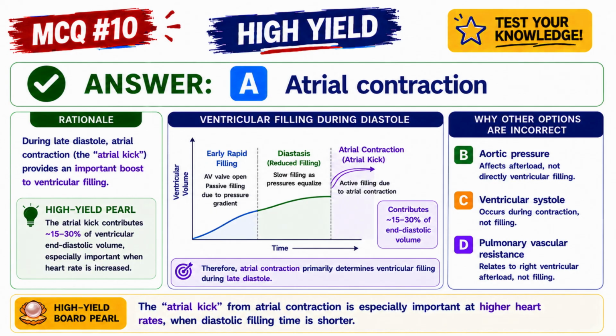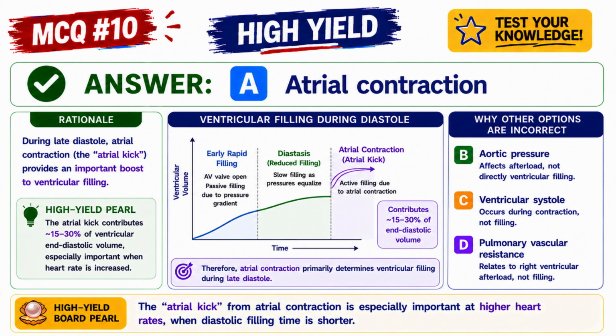Early diastole, passive filling. The mitral valve opens. Blood flows from the left atrium into the left ventricle passively, down the pressure gradient. No atrial contraction needed. Approximately 70 to 80% of ventricular filling occurs passively in early diastole at normal heart rates. Late diastole, active filling. Atrial contraction occurs. The P wave on the ECG. The atrium squeezes, actively pushing the remaining volume into the ventricle.